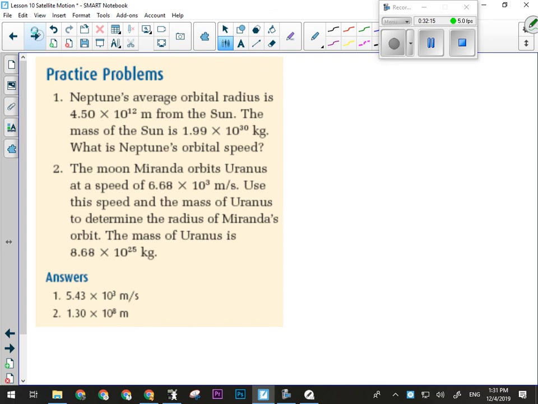We did the orbital speed of the moon yesterday, so we'll skip that one. Neptune's average orbital radius is 4.50 times 10 to the 12 meters from the sun, and Neptune is obviously a satellite of the sun. The mass of the sun is 1.99 times 10 to the 30 kilograms. What's Neptune's orbital speed? Start it out like this, and see if you can calculate the orbital speed of Neptune. I'll give you a couple minutes.